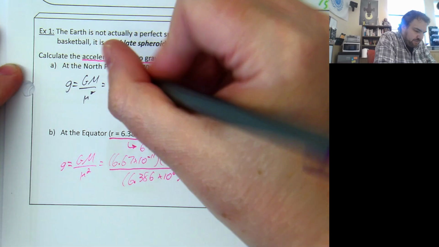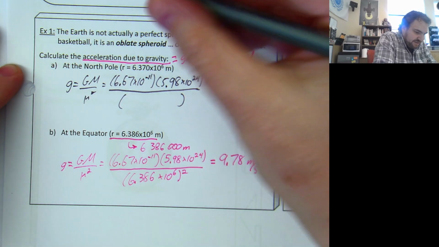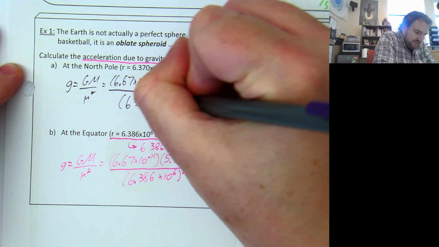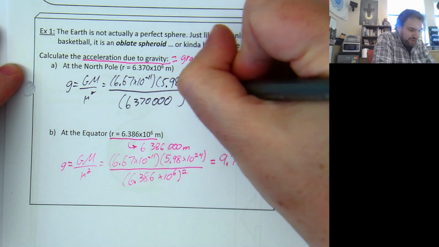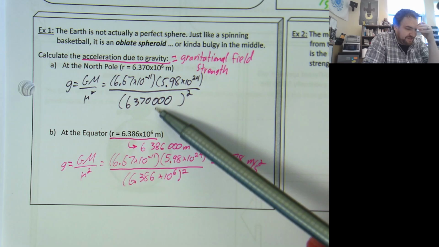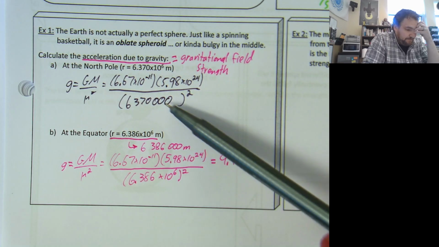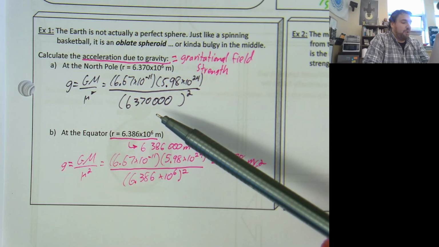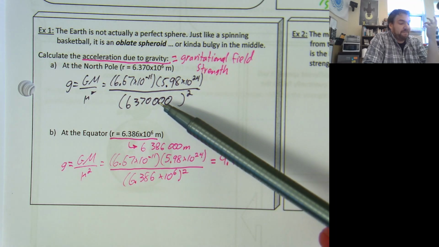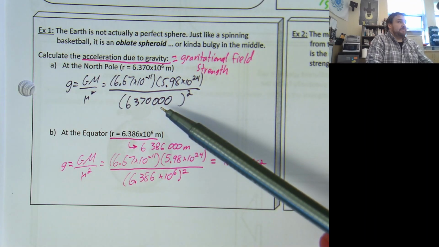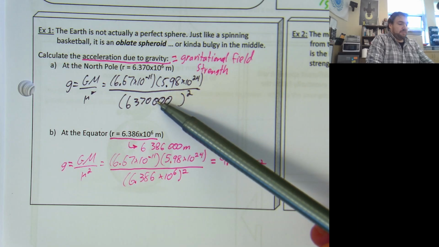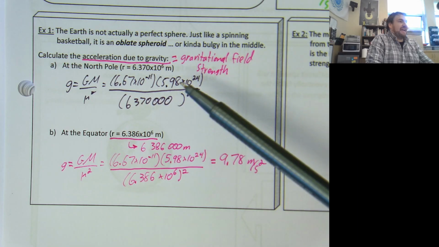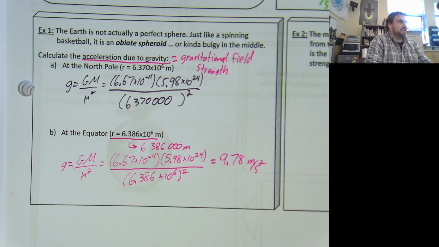But now this value is 6,370,000. Now we're going to square that. Look at the difference here. This is a difference of 16,000 meters. Maybe it's more useful to think about it this way: this is 16 kilometers. So what this means is the Earth is actually 16 kilometers shorter at the poles than it is at the equator. That's not an insignificant value.